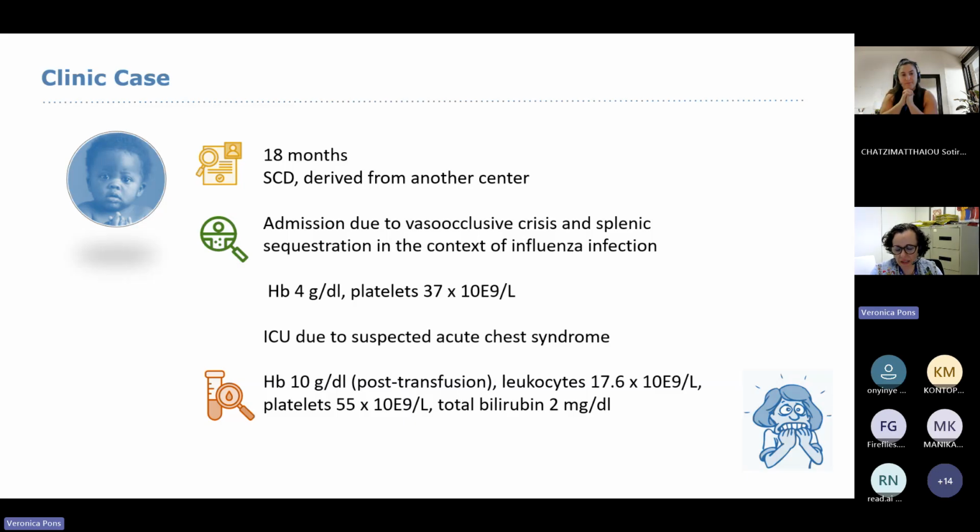This is an 18-month-old boy with sickle cell disease who was referred from another center, and he was admitted there for a vaso-occlusive crisis complicated by splenic sequestration in the context of influenza infection. He was also admitted to the intensive care unit for a possible acute chest syndrome. And then the clinical team requests an urgent red blood cell exchange.